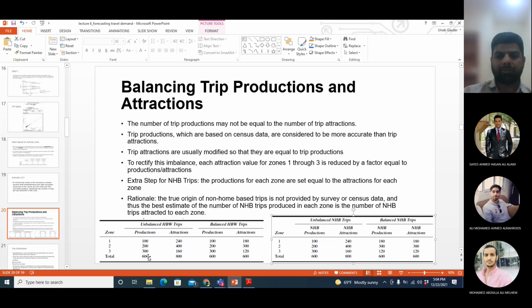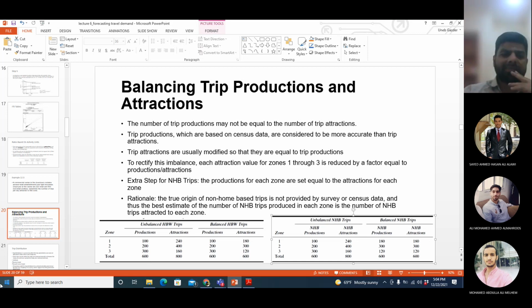So this is why I said whoever is going from the house is going somewhere. He is part of trips produced in one zone and part of trips attracted in some other zone. And vice versa. Anybody who is a part of trips attracted in one zone should be part of trips produced in some other zone. So the total number of trips produced and the total number of trips attracted should be equal.